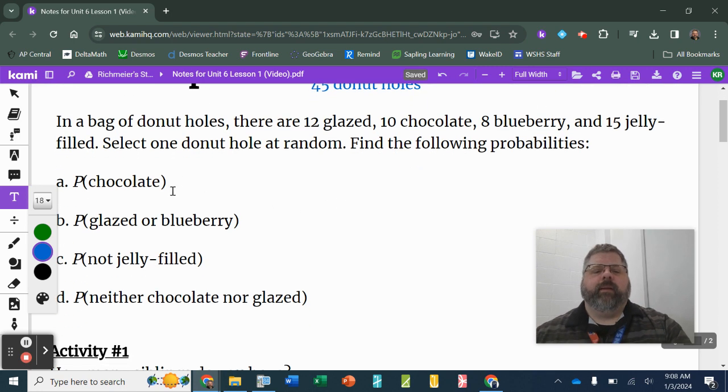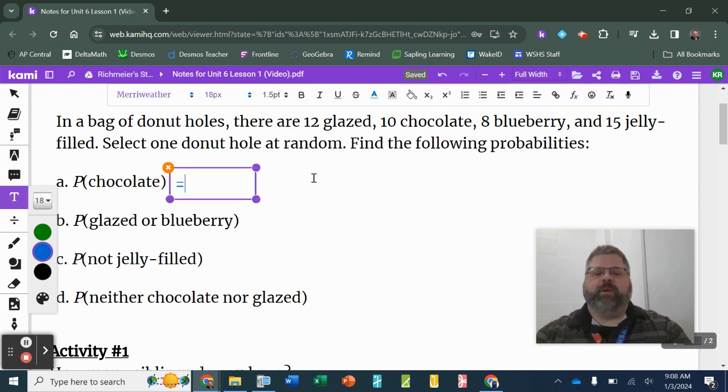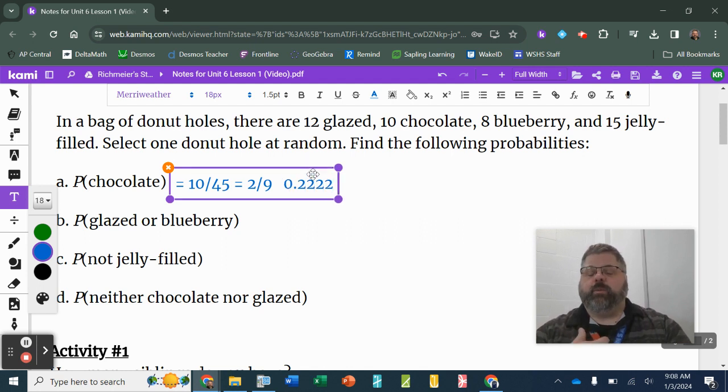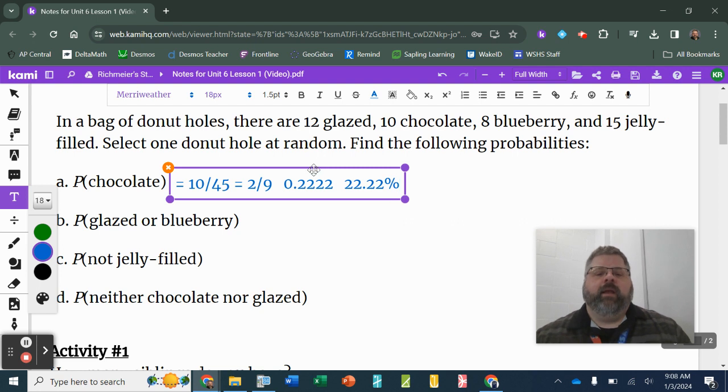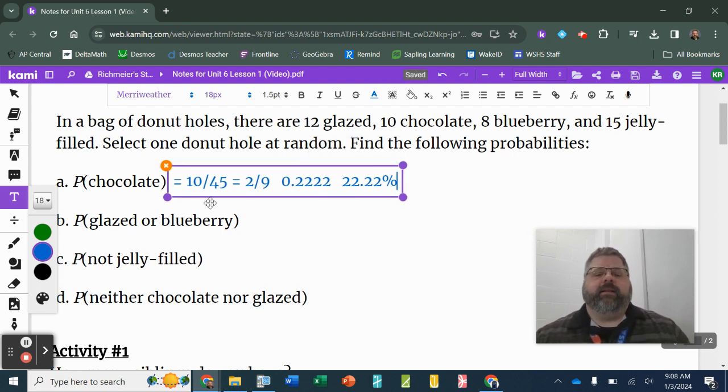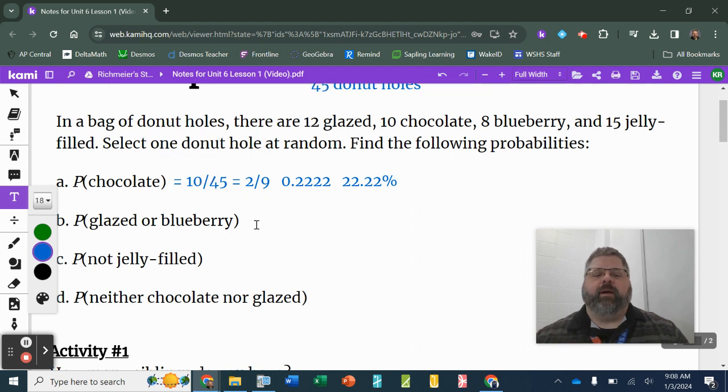That's important, because when I solve probability problems, what I'm always looking at is the number of outcomes that satisfy the condition, in this case, chocolate donut holes. That would be 10 divided by how many I have, so 10 over 45. Those are both divisible by 5, so that gives me 2/9. I could express my probability as a fraction, 2/9, as a decimal to 4 decimal places, what I usually use, or as a percentage, 22.22%. All of those would be acceptable. But again, the basis for it is the number of outcomes that meet the condition divided by the total number of possible outcomes.